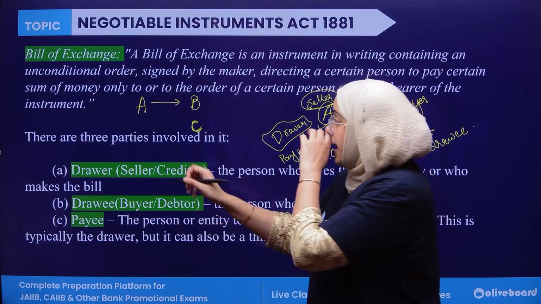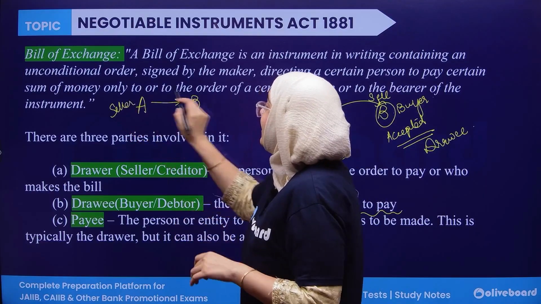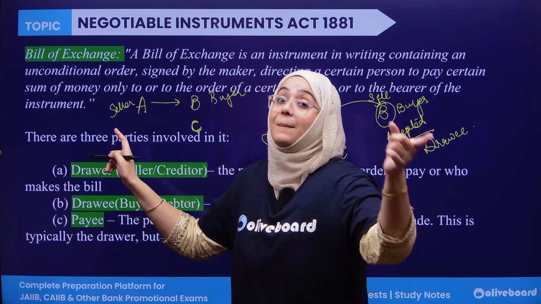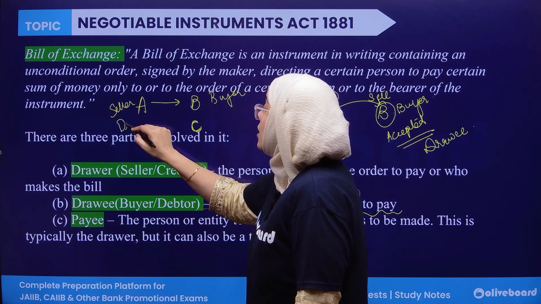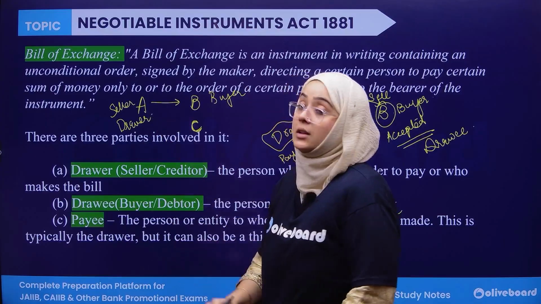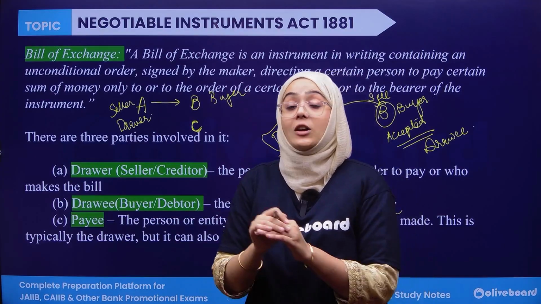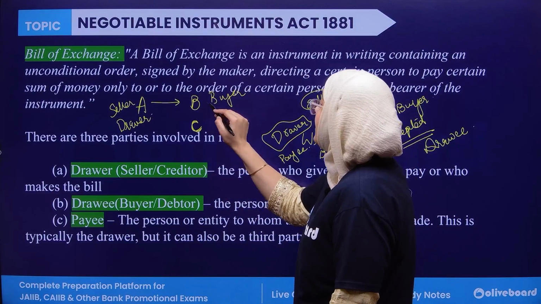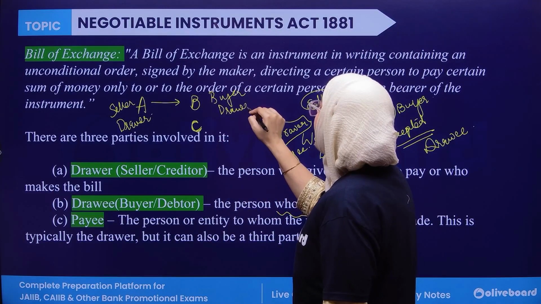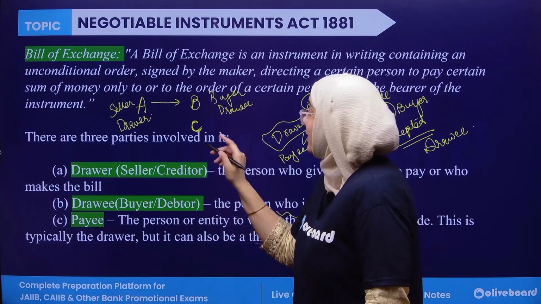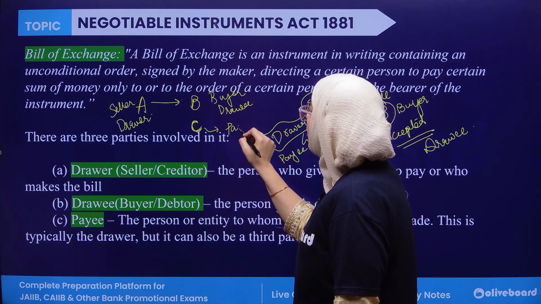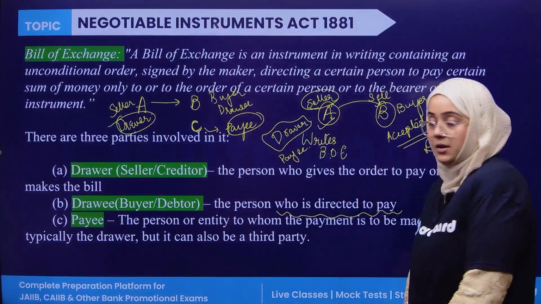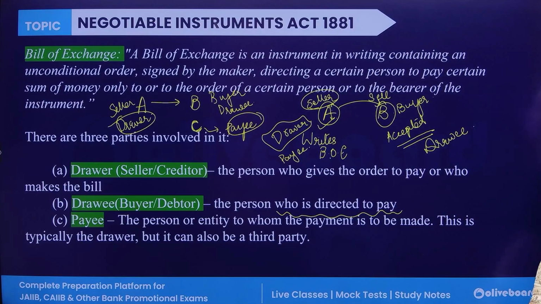Now, in this case, A is the seller and B is the buyer. A, the seller, is making the bill of exchange. So, A is the drawer of the bill of exchange, the person who is ordering B to pay. B is the person who is directed to pay. It means B is the drawee. And now, who is entitled to receive the payment? C. So, C is the payee. Now, in this condition, the payee and the drawer are different. So these are the two conditions of the bill of exchange.